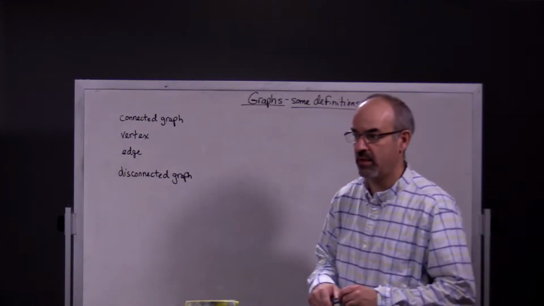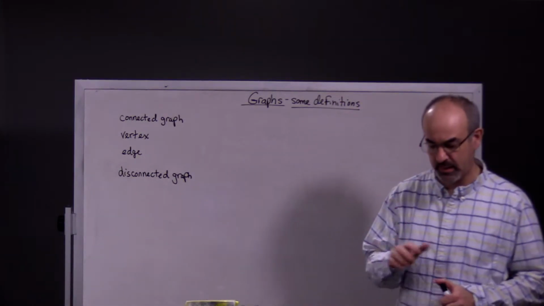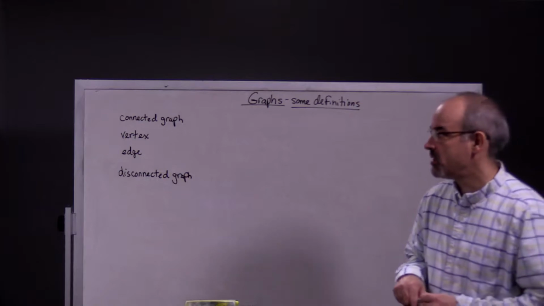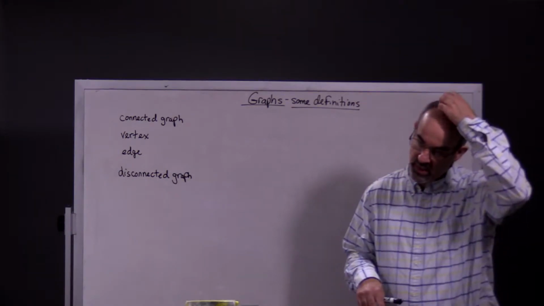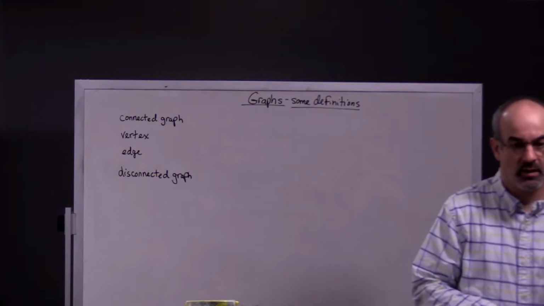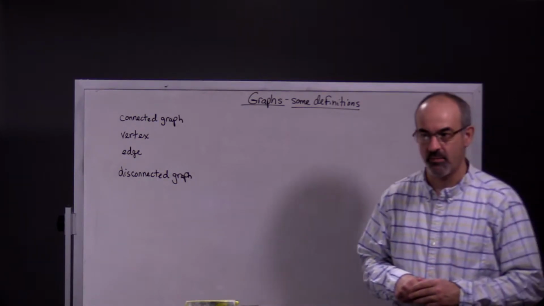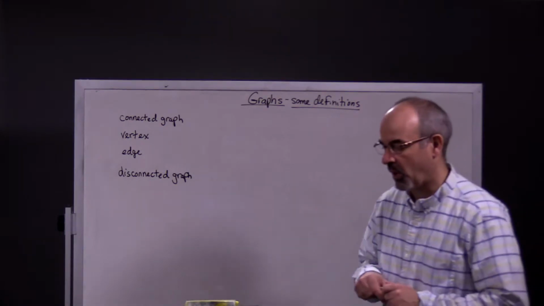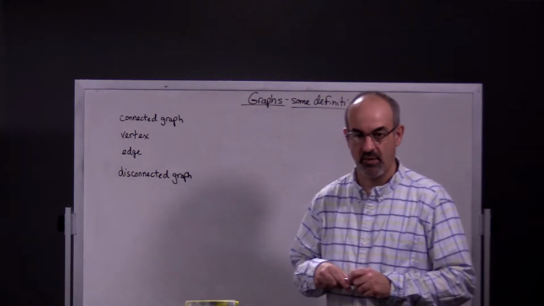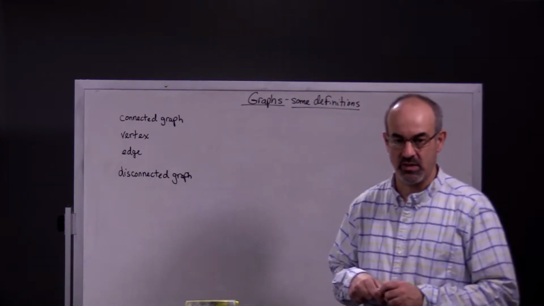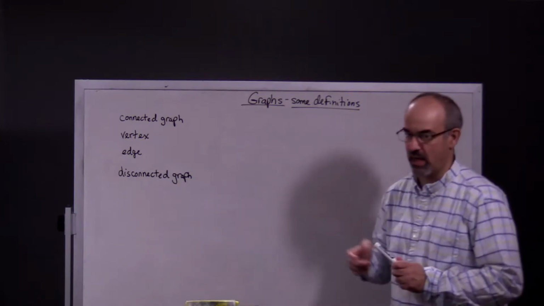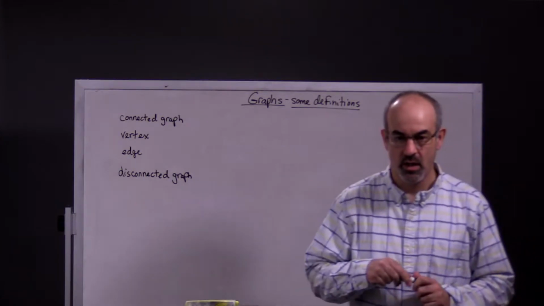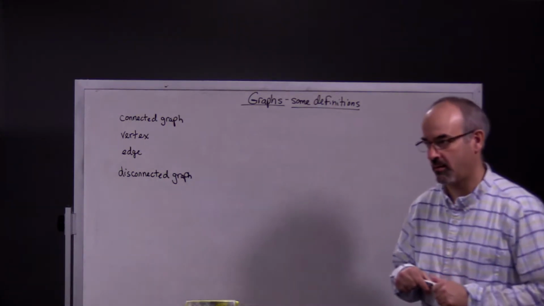So I decided to make a video on some basic definitions that you need to know when we're talking about graphs. So we moved into chapter 6, and in chapter 6 they skip over some basic concepts of graphs because in chapter 5 they covered it, but we're not covering chapter 5. So I just want to go over some basic definitions dealing with graphs.